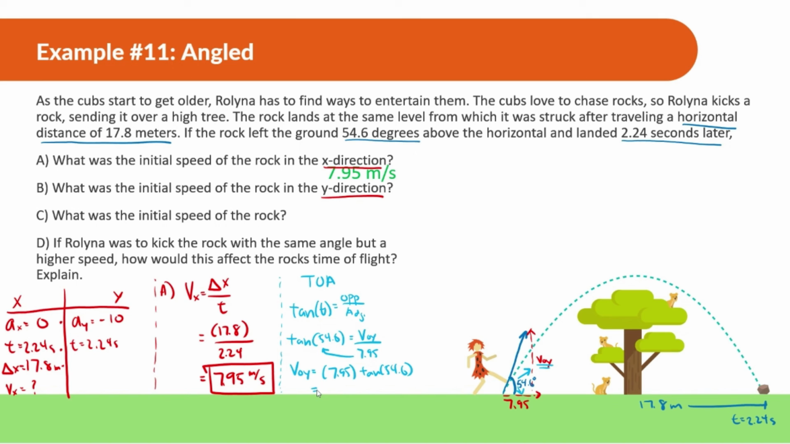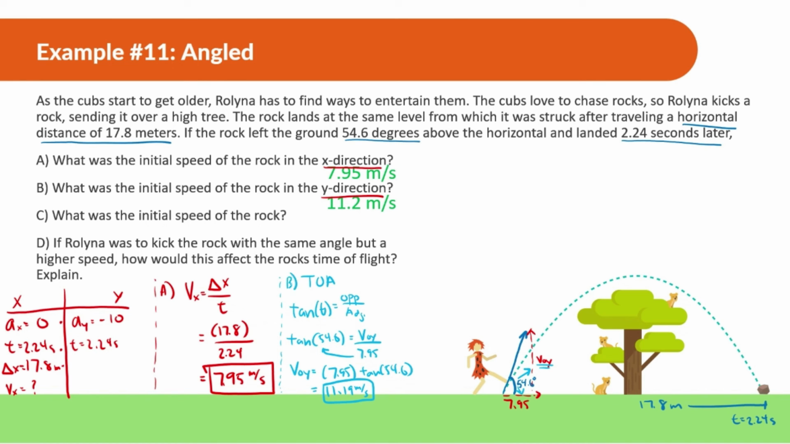Times tan of 54.6. We get 11.19 meters per second. Great. So part C now says, what was the initial speed of the rock?